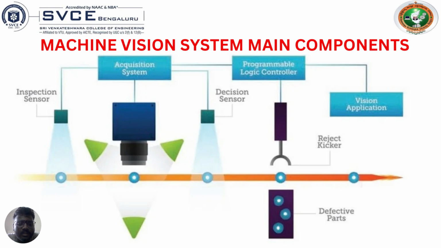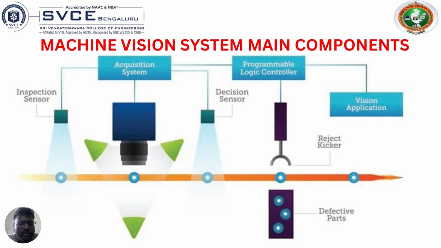Image capture hardware. This can include the camera, lens, light, sensors, and other equipment used to capture data or a digital image or a video. The image processing software. The software is used to analyze and manipulate the image or video captured by the hardware. It can include algorithms for tasks such as object recognition, edge detection, and feature extraction.